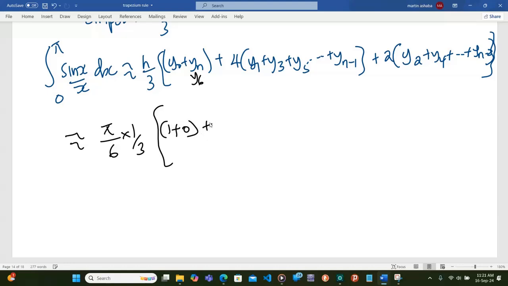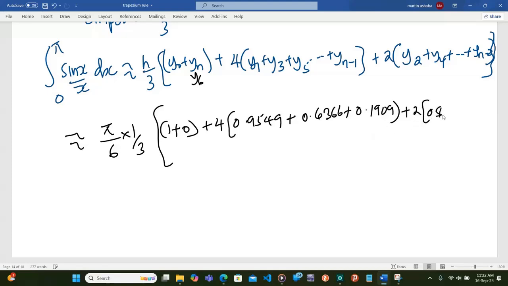So we add 4 into y1 is 0.9549 plus y3 which is 0.6366 plus y5 which is 0.1909, then plus 2 into y2 which is 0.8269, plus y4 which is 0.4134, we close that.